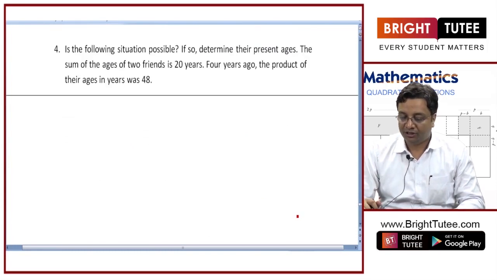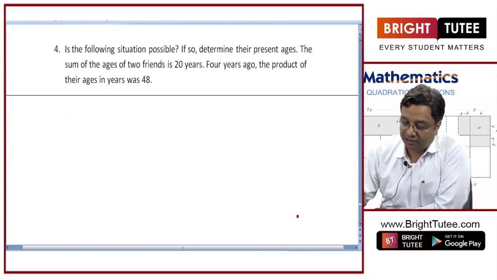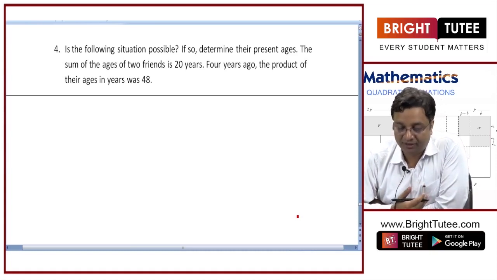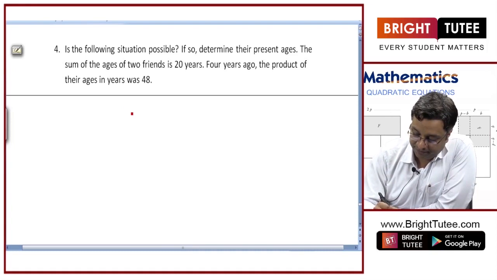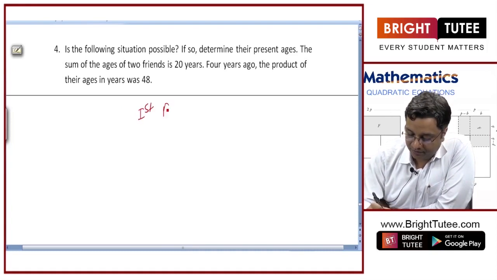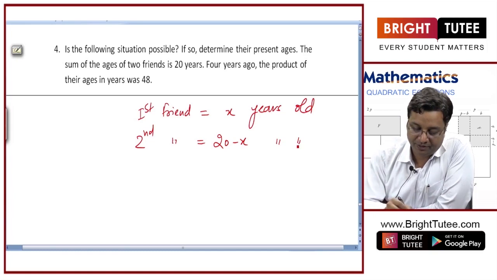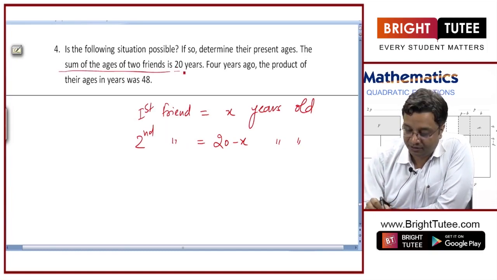Is the following situation possible? If so, determine their present ages. The sum of the ages of two friends is 20 years. Let's say the first friend is x years old. So the second friend will be 20 minus x years old, because the sum of their ages is 20 years.